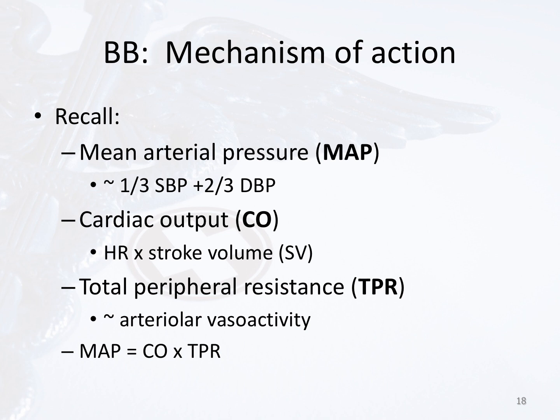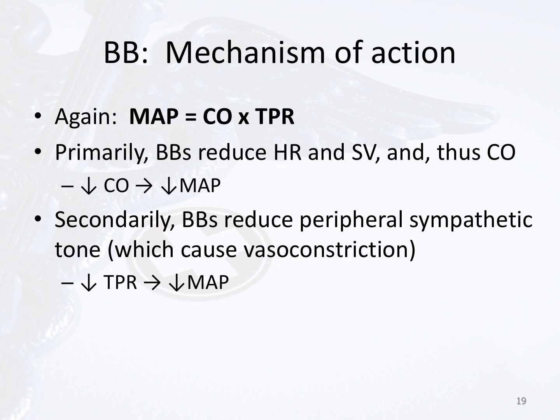We can combine these terms to get that the mean arterial pressure equals cardiac output times total peripheral resistance. Primarily, beta blockers reduce heart rate and contractility, therefore stroke volume, and thus decrease cardiac output. If cardiac output is decreased, then that results in a decrease in mean arterial pressure, including systolic and diastolic blood pressure.